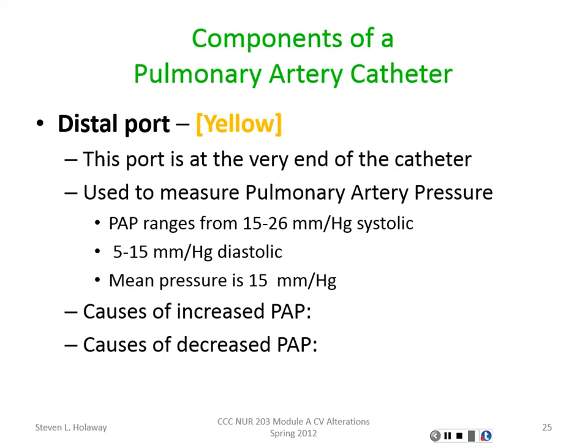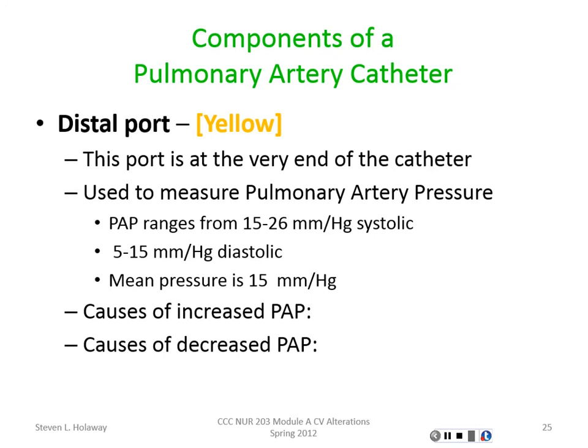Now this pulmonary artery pressure basically shows the right ventricular function and the pulmonary circulation pressure. The PA diastolic pressure reflects left ventricular pressure. Really what we're looking at is the left ventricular end diastolic pressure. What I want you to know.